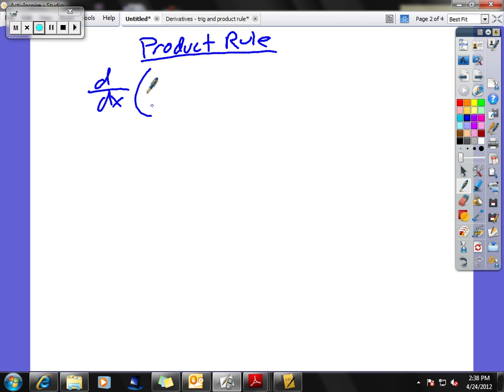The derivative of, we have two functions here, u and v, is u prime v plus v prime u. That's your product rule. And u and v are two separate functions. So let's do an example.